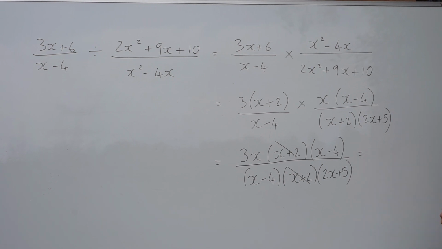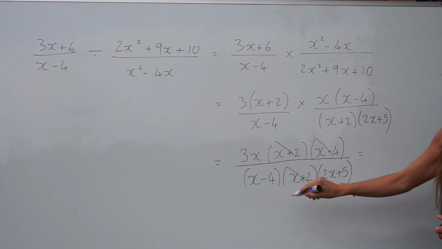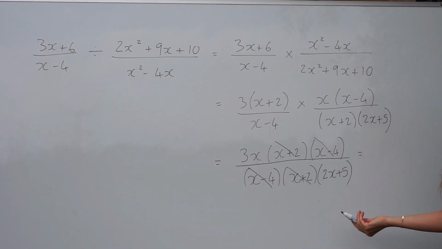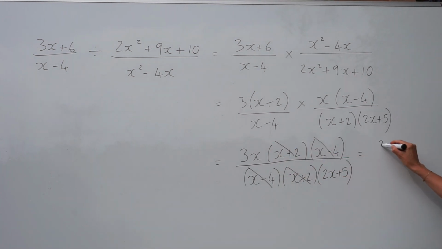Likewise with the x minus 4 term, there's another x minus 4 over here. So when I divide it by itself, it gives 1. And then if we look carefully, there's nothing else that cancels. So on the top, on the numerator, we're left with 3x. And underneath, we have 2x plus 5.